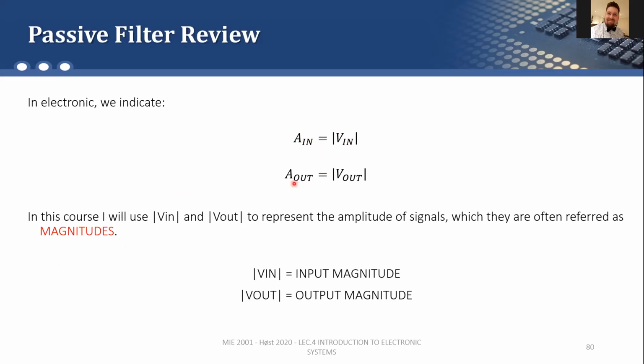The same for the output. This is the symbol we will use to represent the amplitude of the output signal, and sometimes we will call it magnitude. If I say magnitude or amplitude, it is the same. So the input signal magnitude is this one, and the output signal magnitude is this one here.